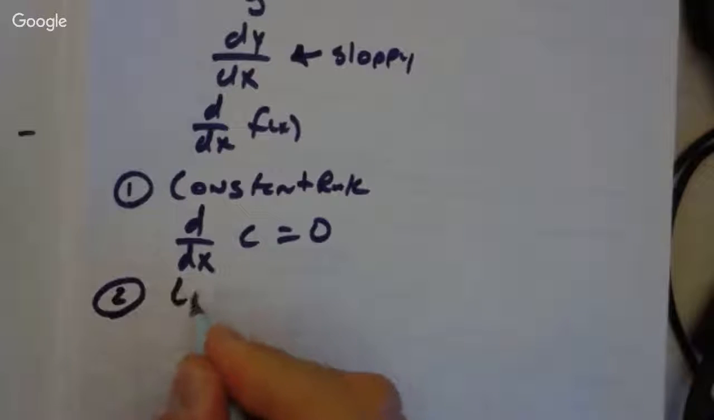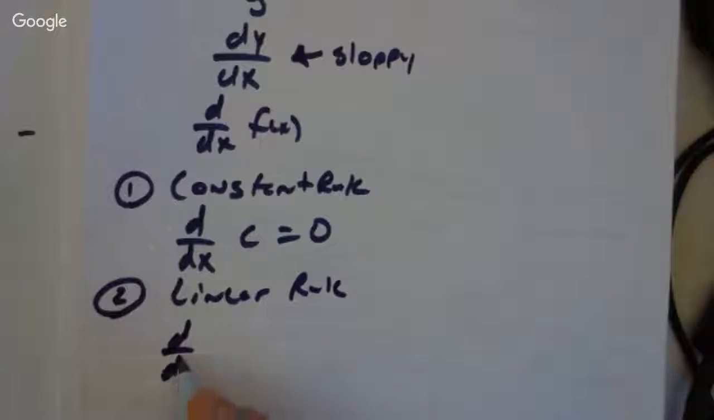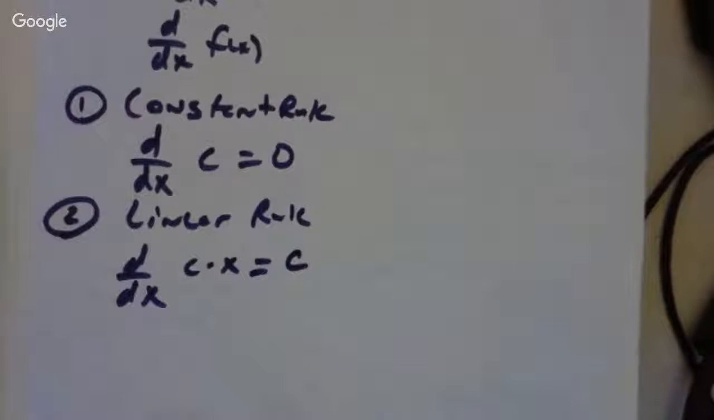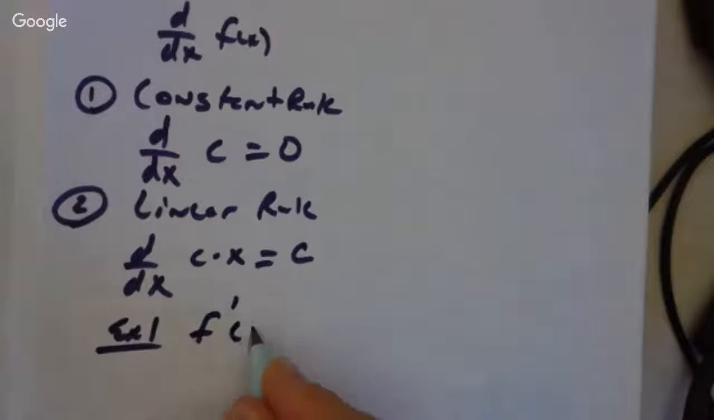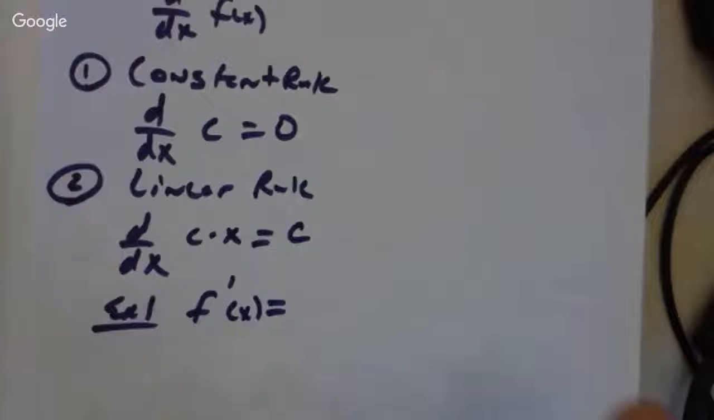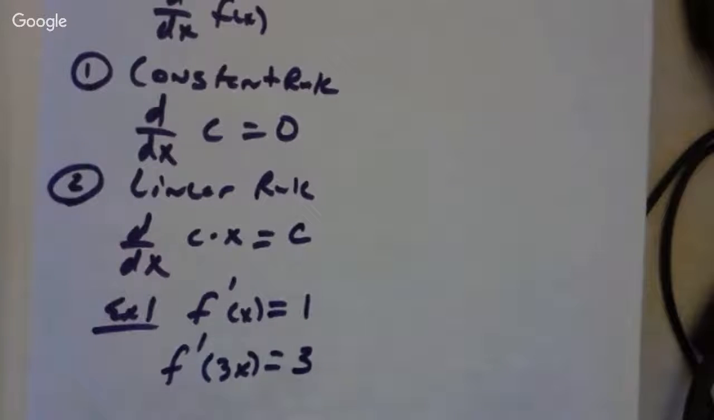The second rule is the linear rule. The derivative of a linear function, in other words, c times x, is just c. Why? Because if you've got a straight line, what's the slope at any point? The same slope. So y equals 7x. What's the slope all the time? 7. So in other words, a specific example: looking at example number 1, f prime of x is equal to what? What's the derivative of x? 1. F prime of 3x is equal to 3. Easy enough.